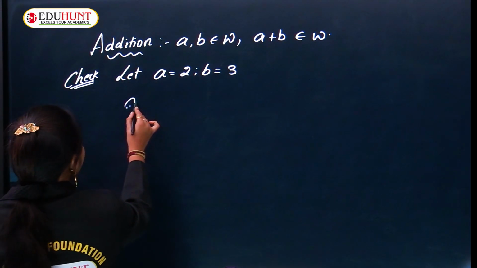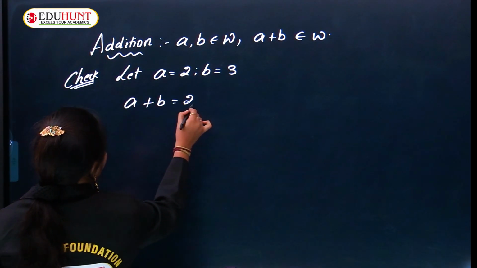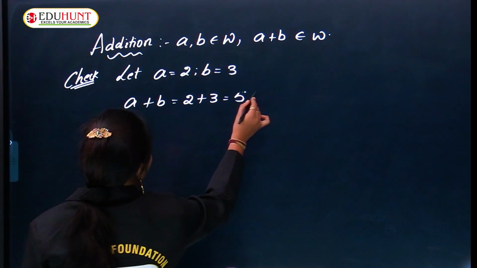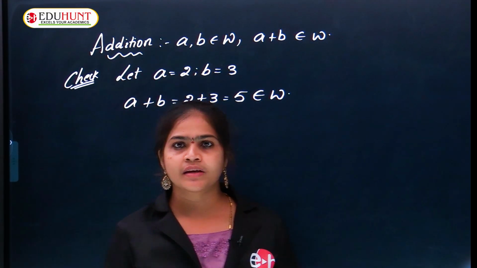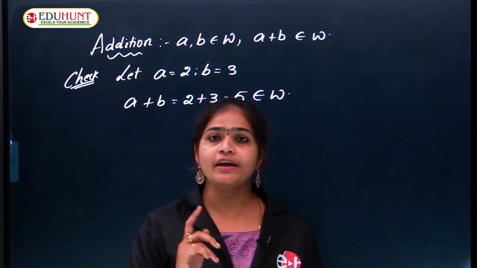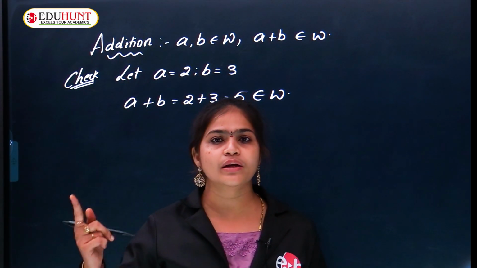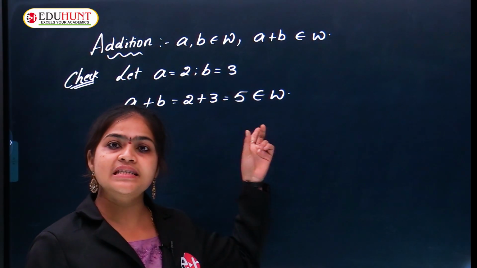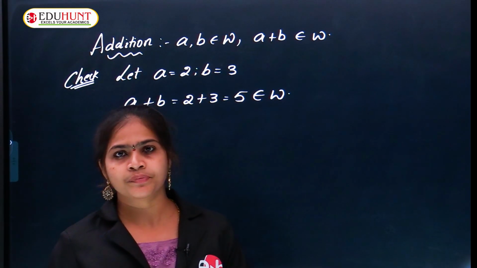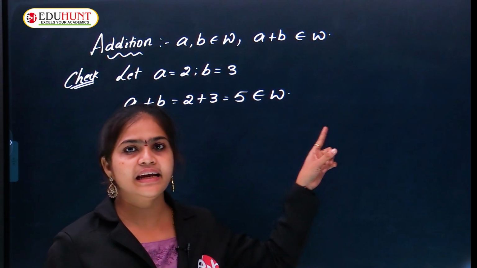Now A plus B is equal to 2 plus 3, which equals 5. Is 5 a whole number? Of course it is. This means the sum of any two whole numbers is also a whole number. So by the closure property, whole numbers are closed under addition.